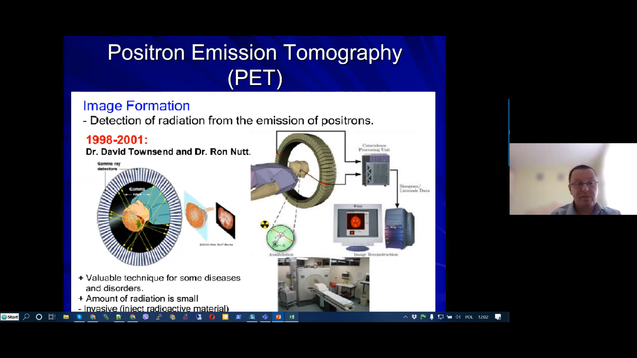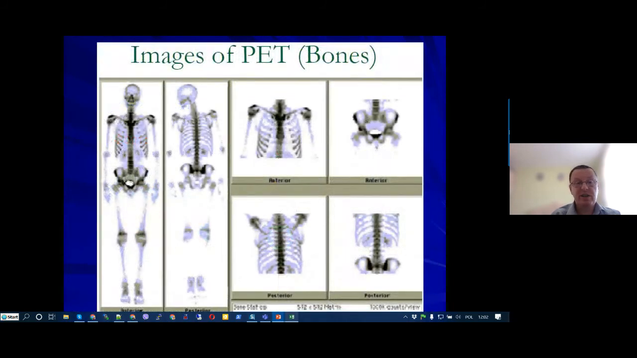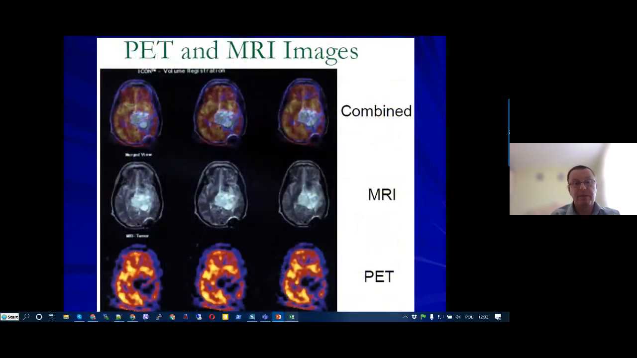So here are the principles of how it is possible to detect radiation from the emission of positrons, and the work was done at the end of the 20th century. It's a relatively new technology and very useful, for example, to visualize the density of bones, and abnormalities in densities. So here is an image obtained by positron emission tomography.